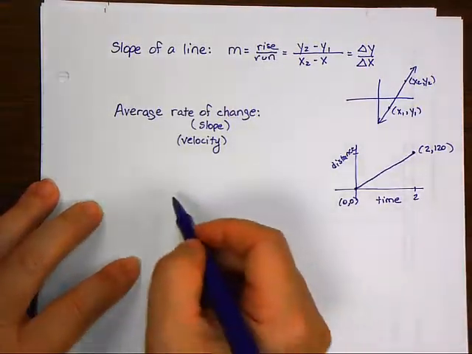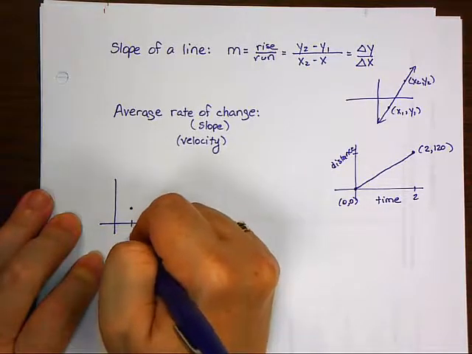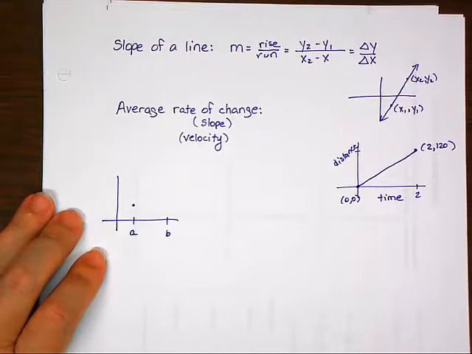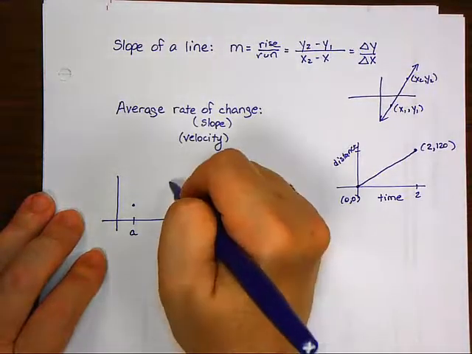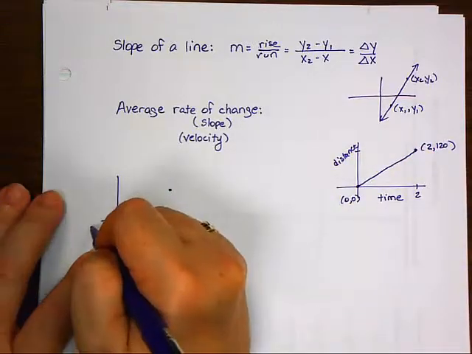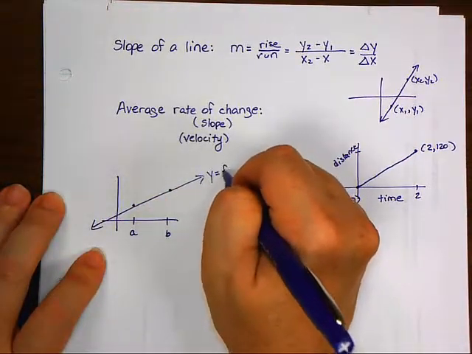And I'm going to draw one more picture over here. Here is A, here is B, because you don't always start at 0, 0. Here is A, let's put B right there. The line that goes through here, we're going to call y equals f of x.